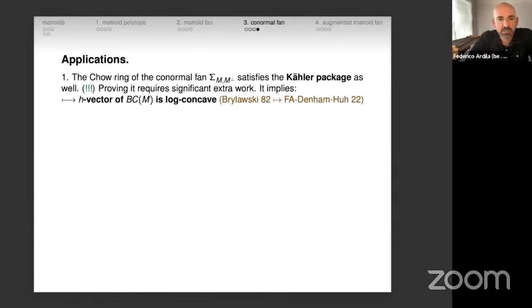But this construction also has several applications. The first one is that it turns out that the Chow ring of this conormal fan also satisfies this Kähler package. This takes a significant extra work. We had to develop the combinatorial Hodge theory of matroids, and in general just combinatorial tools in Hodge theory to prove this. But that's the main technical ingredient in our proof of a conjecture of Welsh and Mason in 1982, that the h-vector of a matroid is also log-concave.